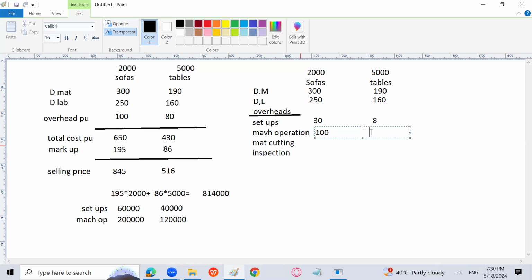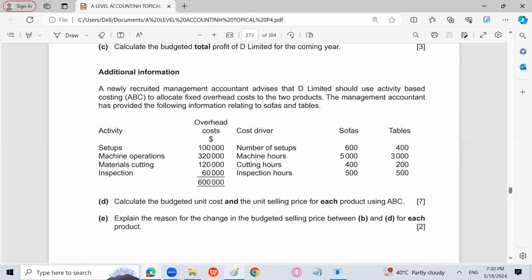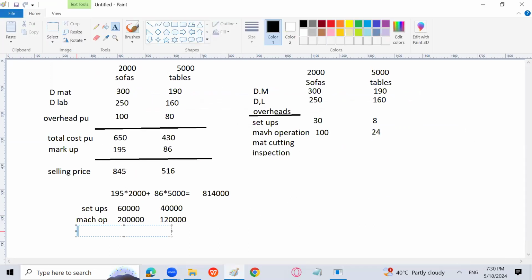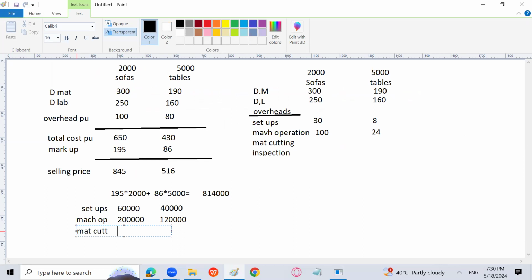24 is going to be the answer. So I will write over here 24. Next is material cutting. So if we talk about material cutting, 1,20,000 and the ratio is 2:1. 400, 200 means 4:2. 4:2 means 2:1. So 2/3, 1/3, you may do like that also. So 1,20,000 into 2/3, we will get material cutting. That is 80,000, and that is going to be 40,000.